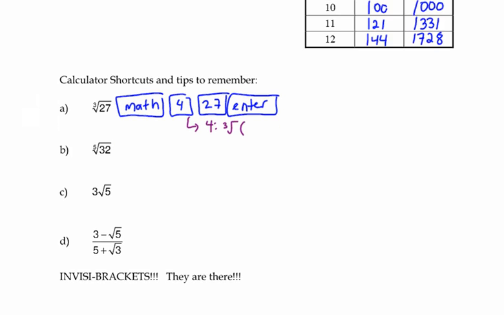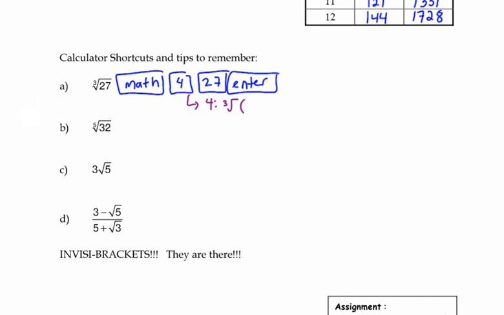Okay, 5th root of 32. This one's a little bit different. Whenever our index is higher than 3, we actually have to type out our index first. So in our calculator, we're going to push 5.